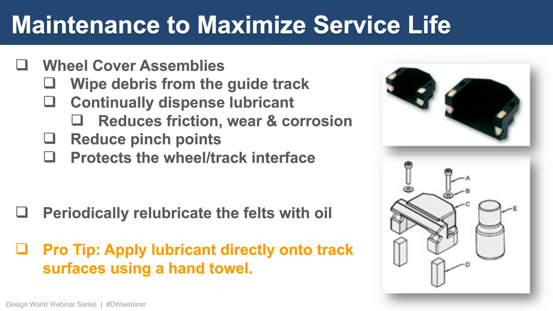So here we have a pro tip. You can actually apply lubricant directly to the linear track surfaces using a hand towel. You can take that oil lubricant, apply it to a little towel or rag, and wipe it directly onto the rail. You don't actually have to completely disassemble this wheel cover by removing the screws, removing the felts, re-oiling them, and then reinstalling it. You can simply periodically apply it with a rag. Saves you some time.